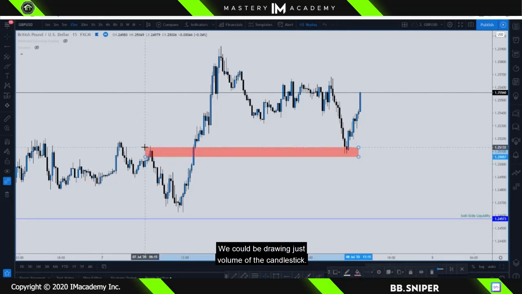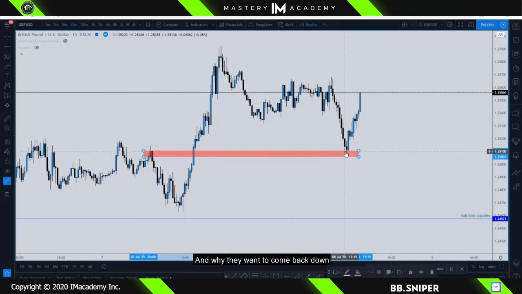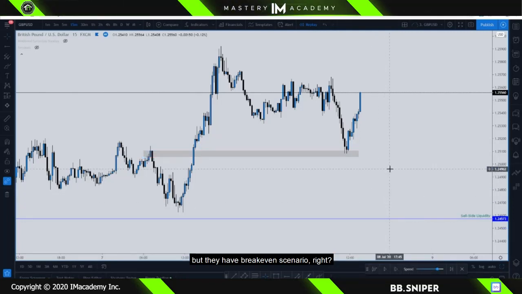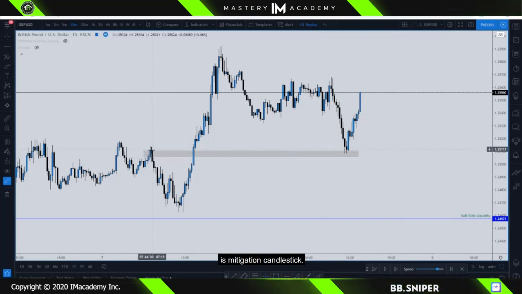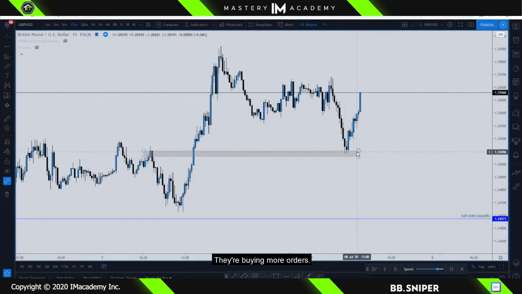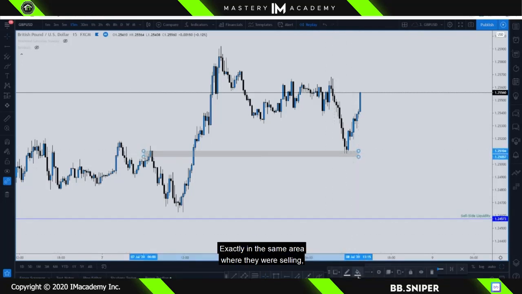We could be drawing just the volume of the candlestick. There we go. And the reason they want to come back down to the volume of the candlestick is because they want those orders inside of that area to be closed out at break even. So now they don't have losses, but a break-even scenario, right? And that exact same concept is the mitigation candlestick. That's the mitigation candlestick, the institutional candlestick that didn't work, right? So they're coming back down to close those orders out. And while they're closing those orders out, what are they doing? They're buying more orders. Exactly in the same area where they were selling, they're now buying.